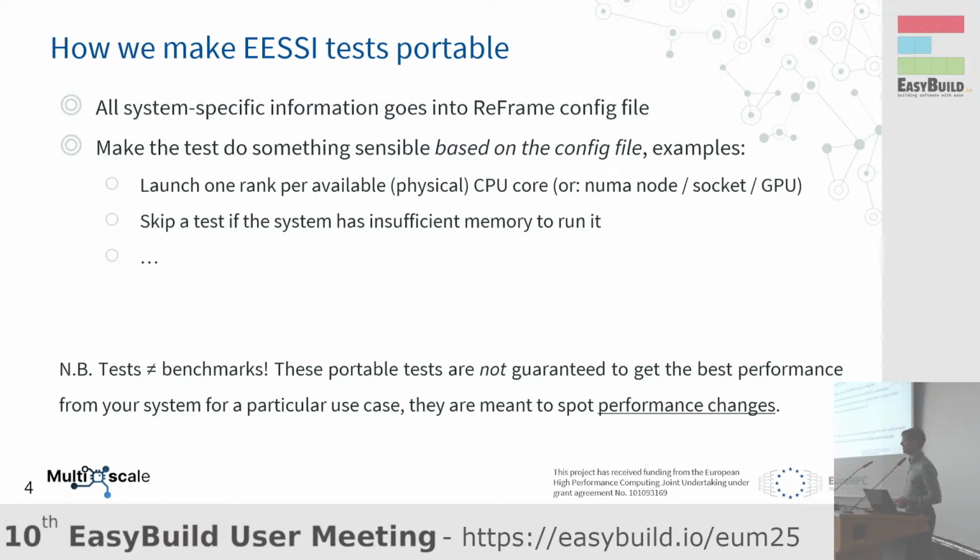Mind you, I put a note here: tests are not the same thing as benchmarks. So this type of generic behavior is not necessarily going to give you the best performance of a certain code on your system, right? If you have a hybrid code, you might want to play with the balance between the number of threads and the number of tasks on a node, etc. The test suite doesn't do that, right? It just makes some assumptions, runs it, and that's fine, because the only thing we really care about is if we see changes in performance, right? We want to know about performance regressions. We want to make sure that we don't introduce anything silly in the repository that kills the performance.